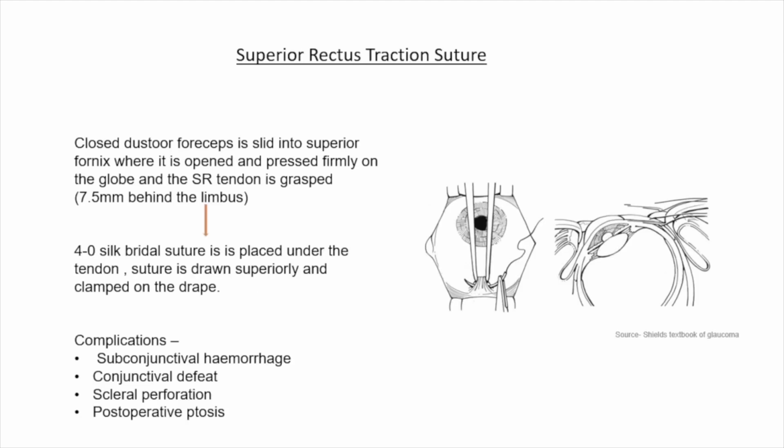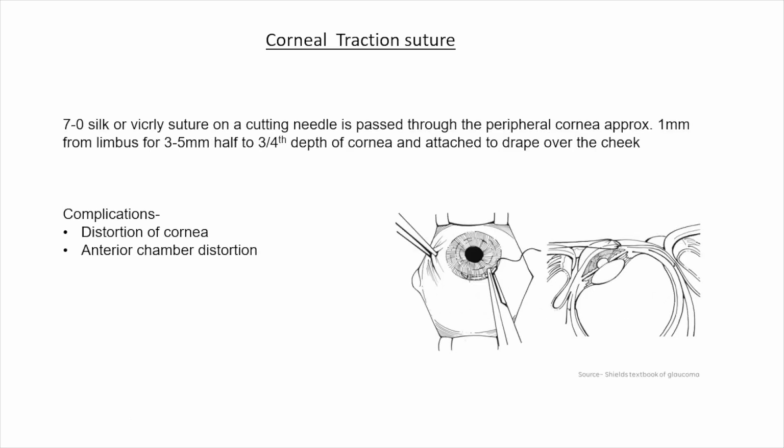For the superior rectus bridle suture technique, we use a closed Dastur forceps to slit into the superior fornix, where it is opened and pressed firmly on the globe, and the superior rectus tendon is grabbed, which is usually 7.5 mm behind the limbus. Then a 4-0 silk bridle suture is placed under the tendon, and the suture is drawn superiorly and clamped on the drape. There are certain complications associated with it, which are subconjunctival hemorrhage, conjunctival defect, scleral perforation, as well as postoperative ptosis.